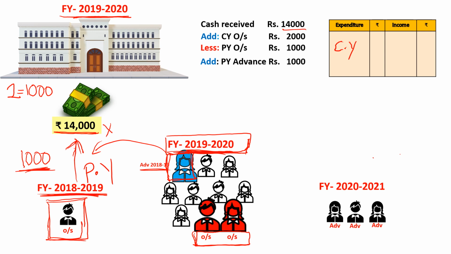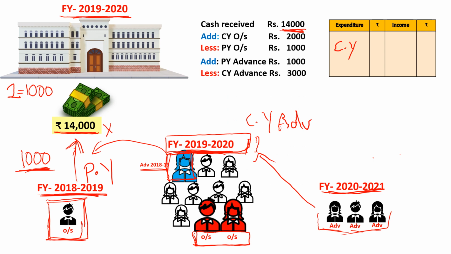Next, there were 3 students who want to take admission in the next year, but they paid fees in advance. Now, these 3 student fees you are receiving in the year 2019-20. But are they related to this year? No, they are not related to this year. In this current year, you are receiving their amount as advance. So that's why their fees is not related to our current year. That's why we need to deduct it from this 14,000 rupees. So we will deduct the advance which is received in the current year.